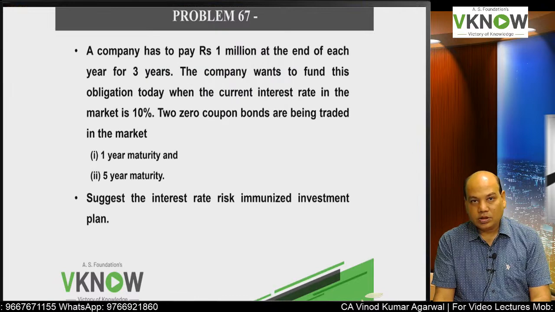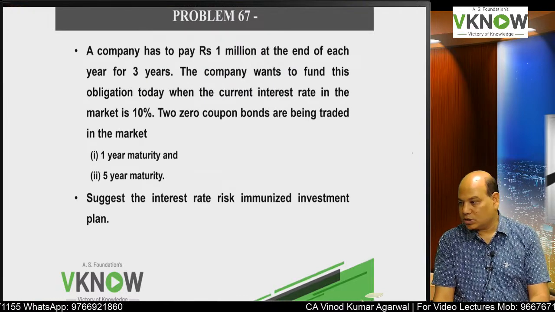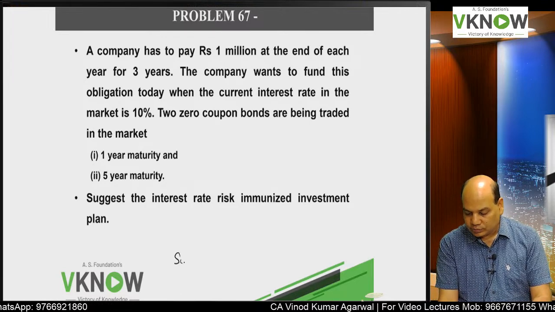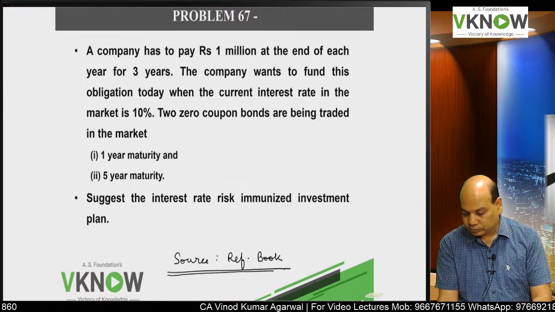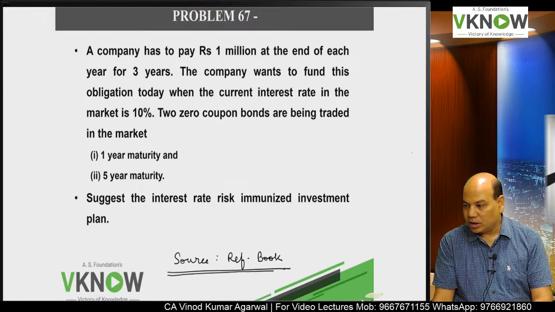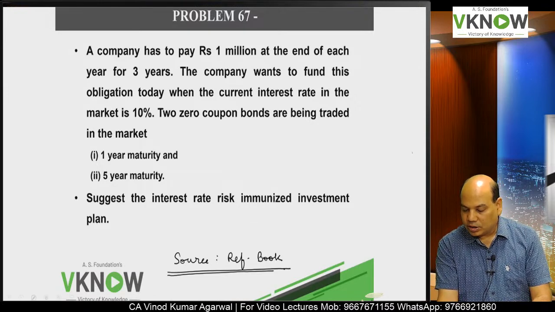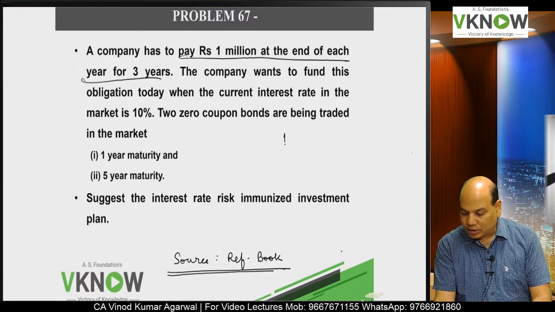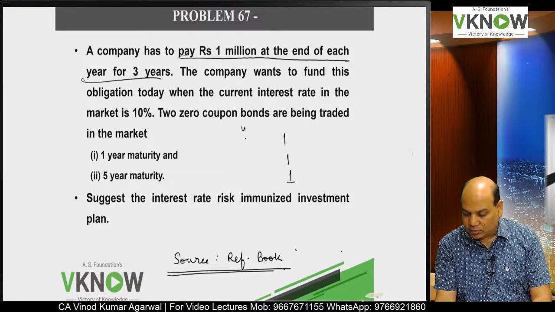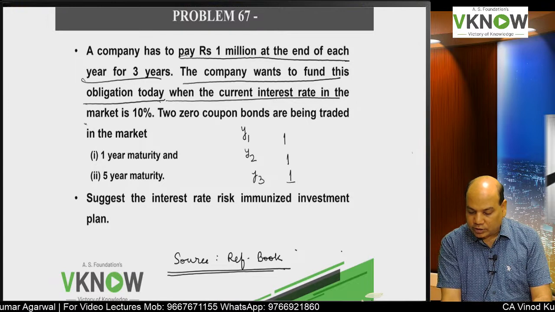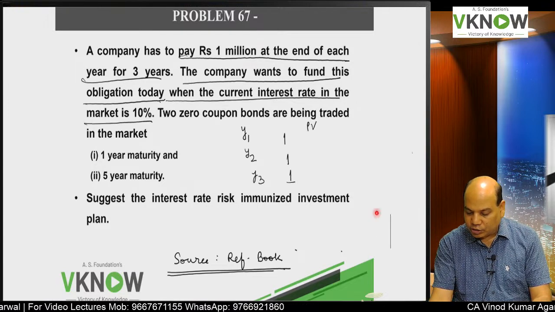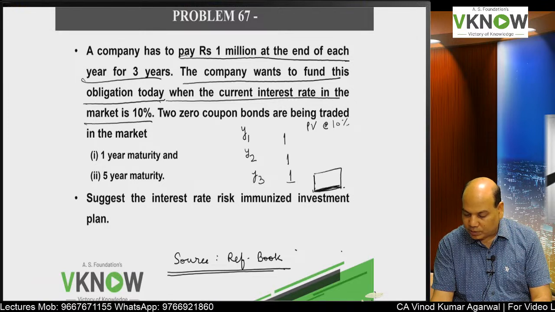Now we'll take question number 67. Source is a reference book. I have taken some question from reference book for extra practice. A company has to pay rupees 1 million at the end of each of 3 years. So this time again you have 3 liabilities. You have to pay 1 million, 1 million, 1 million at the end of year 1, year 2, year 3. The company wants to fund this obligation today when the current interest rate is 10%. So you have to first compute present value of the liability by using 10% discount rate.